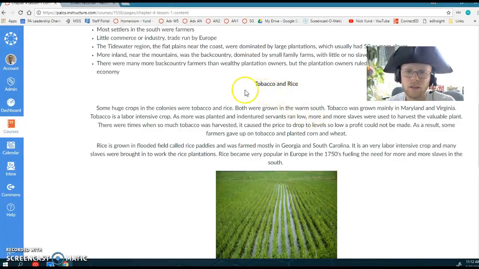All right. Oh, my picture disappeared, and there's a picture right here. So, it's supposed to be tobacco. Some huge crops in the colonies were tobacco and rice. Both were grown in the warm South.